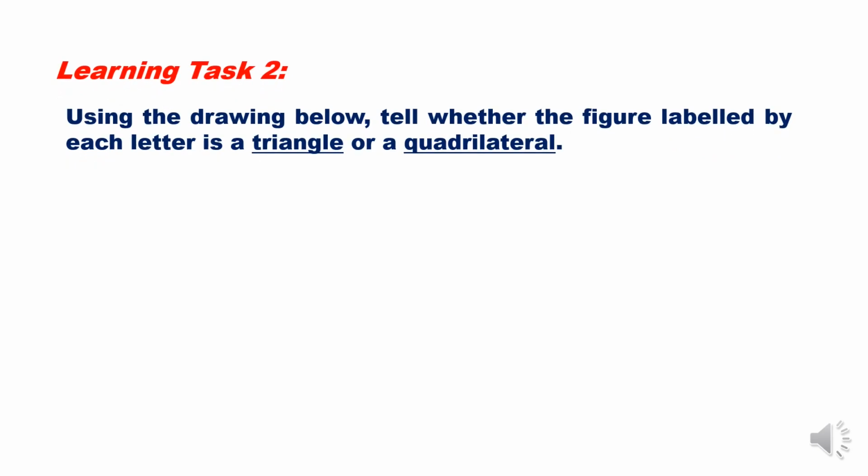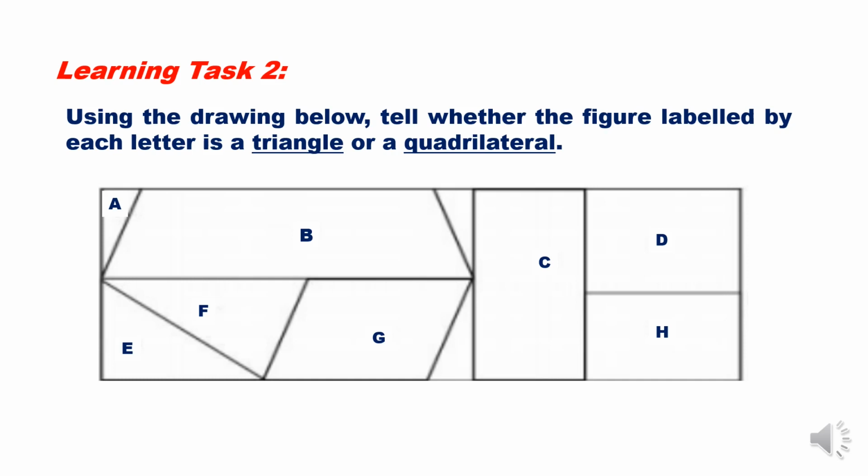For your learning task 2, using the drawing below, tell whether the figure labeled by each letter is a triangle or a quadrilateral. Letter A is a triangle. B is a quadrilateral. C and D also quadrilaterals.